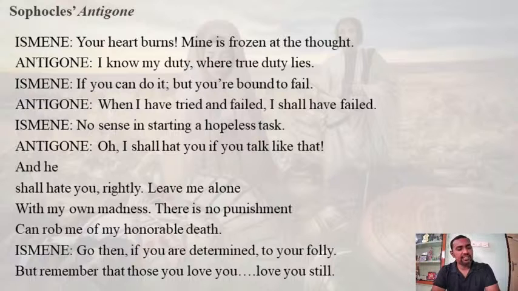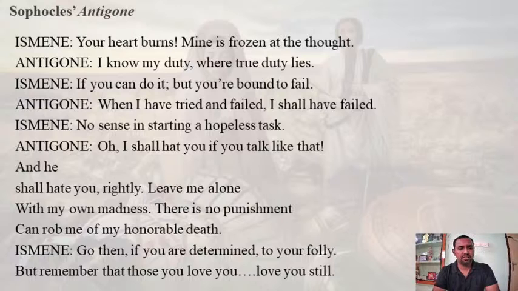Ismene: No sense in starting on a hopeless task. Antigone: Oh, I shall hate you if you talk like that. And he will hate you, rightly. Leave me alone with my own madness. No punishment can rob me of my honorable death. Ismene: Go then, if you are determined, to your folly.